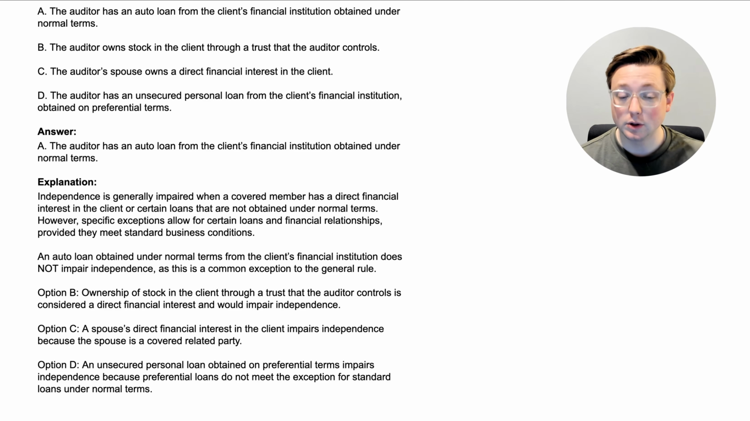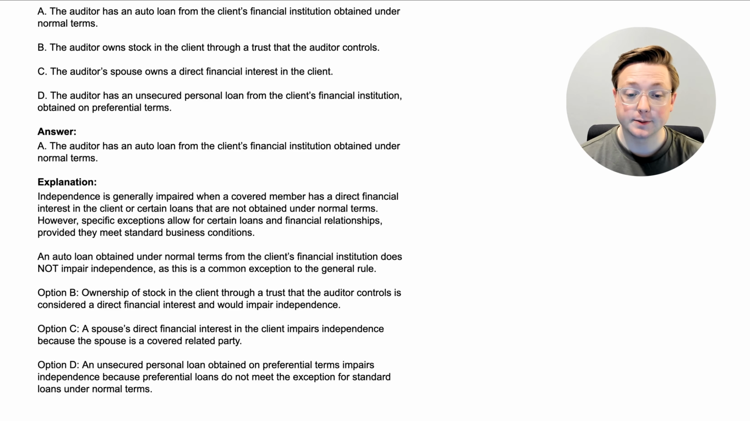That's something that actually would not impair independence because you have to be able to have a loan on your car. And as long as it's a normal loan, it's okay. But let's talk about the other options. Option B, ownership of stock in the client through a trust that the auditor controls is considered a direct financial interest and would impair independence.